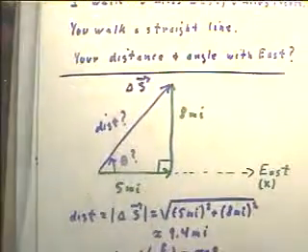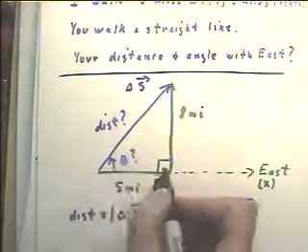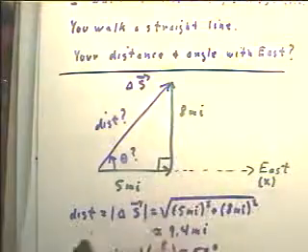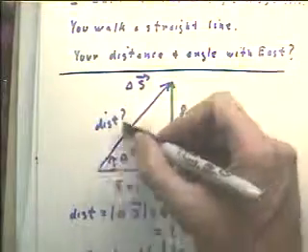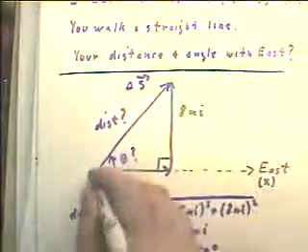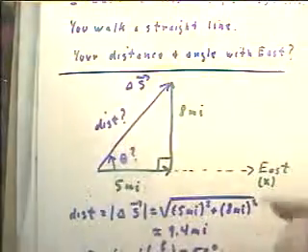Well, here's a picture. I walk 5 miles east and 8 miles north. There's a right angle here. You walk some unknown distance at some unknown angle and meet me. We start at the same point. We end up at the same point.